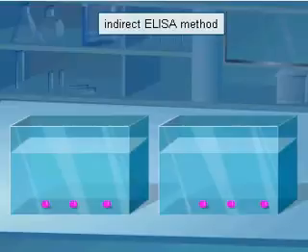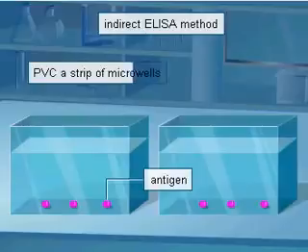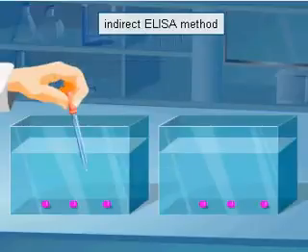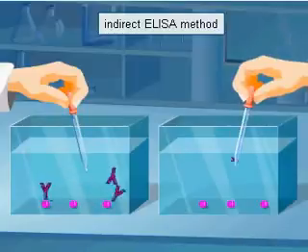ELISA technique determines whether a specific antibody, for example, HIV antibody, is present in a sample such as a serum. In this case, the appropriate antigen is first absorbed onto the walls of a strip of microwells. Serum that may contain antibodies against the antigen is added to the well.